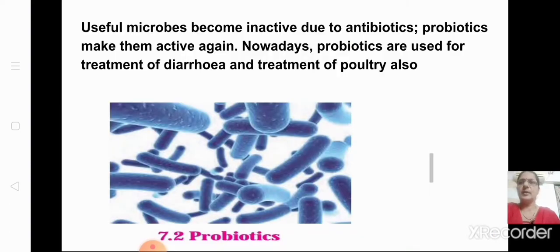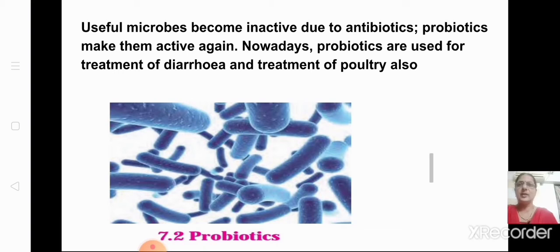Useful microbes become inactive due to antibiotics. When doctors give us antibiotics to stop the loose motion, there are useful microorganisms inside our intestine, you all know that, isn't it? These become inactive when you take antibiotics. That's why we don't feel hungry and the taste goes off, because all the good microorganisms get destroyed. Then probiotics make them active again. When you take probiotics, those which have become inactive will become active again.